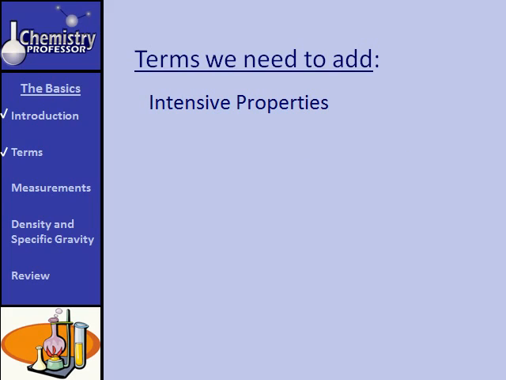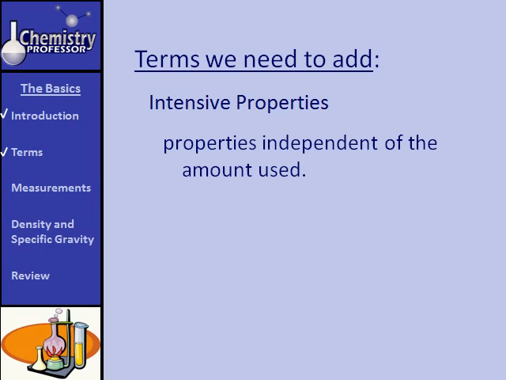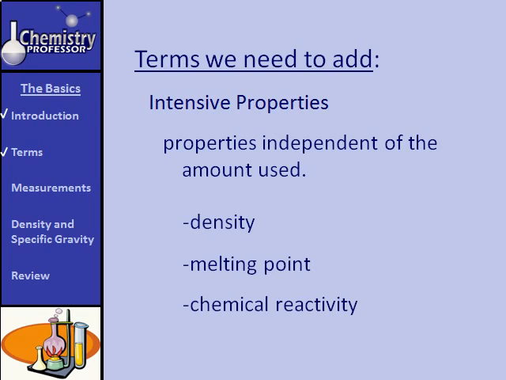Intensive properties. What are intensive properties? Intensive properties are properties that are independent of the amount used. It doesn't matter whether you use a microgram or whether you use 3 metric tons. These things don't change. For example, density, melting point, and chemical reactivity. So intensive properties are properties or characteristics that have no relationship to the quantity of the material that is used.